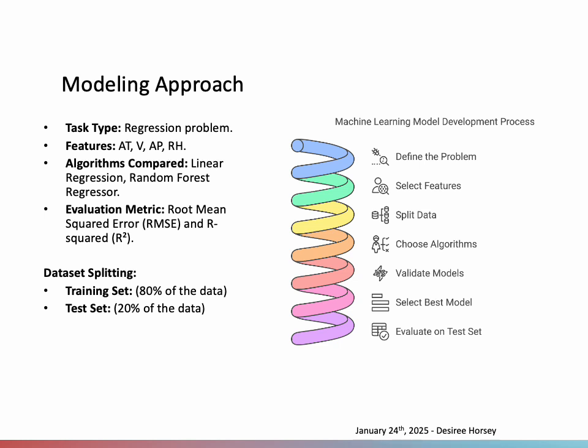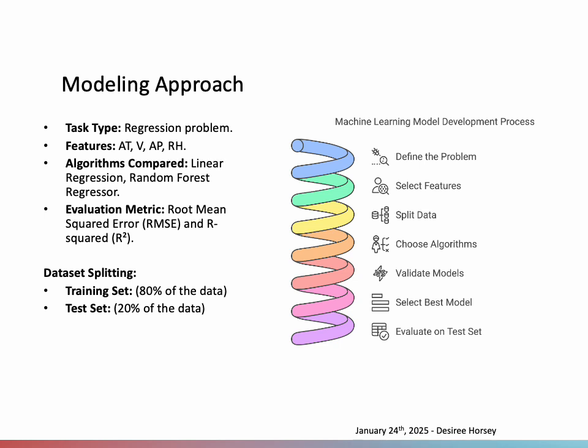Third step is to split the data. As I said, I used 80% of the data for training and 20% for testing. The training set was used to teach the model the relationships between input features, for example, temperature and pressure, and the target power output. Whereas the test set, which was 20% of the data, was held back during training and used only after the model was built, providing an unbiased evaluation of its predictive accuracy.